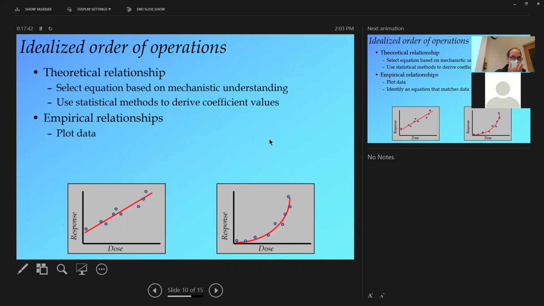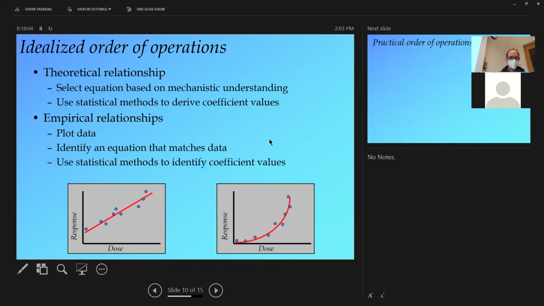But for empirical relationships, if all we care about is fitting a curve to it, then we can start by just plotting the data and then essentially trying to find an equation that matches the data. And sometimes many different equations can match a given data set. And we use statistical procedures for doing that.